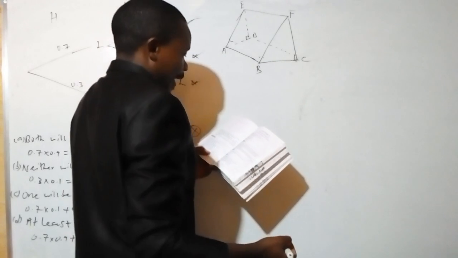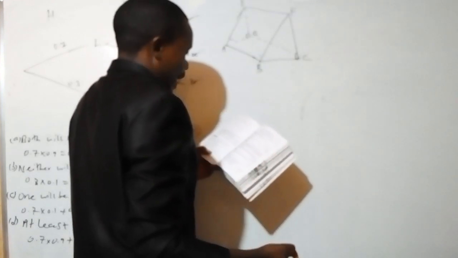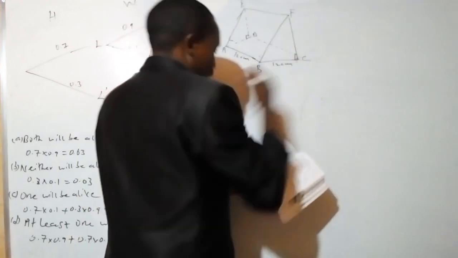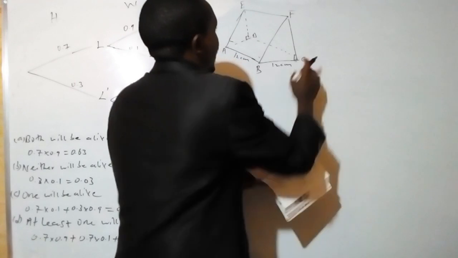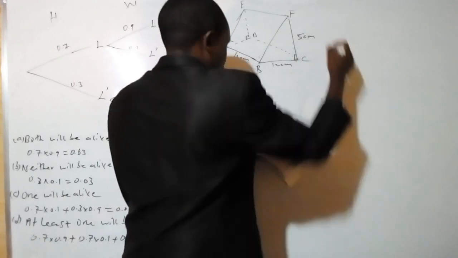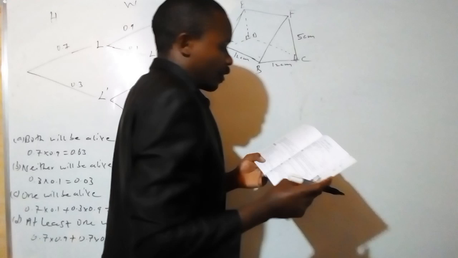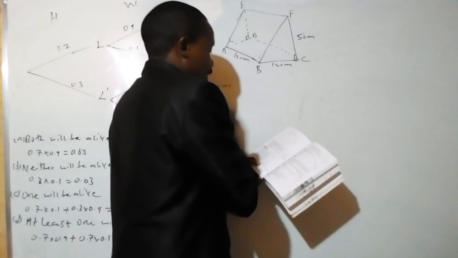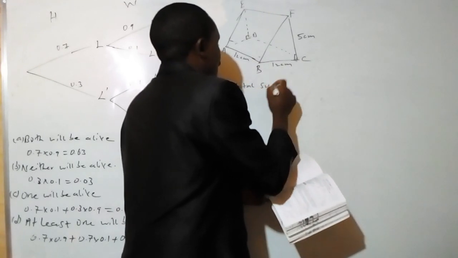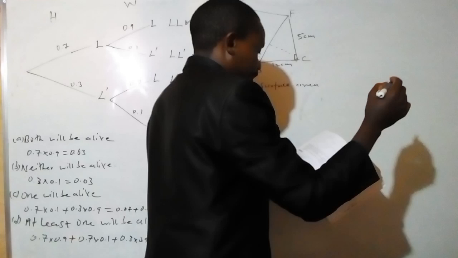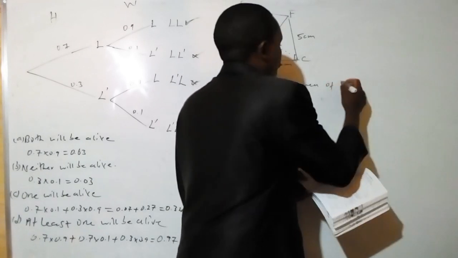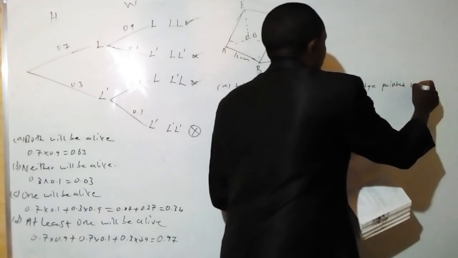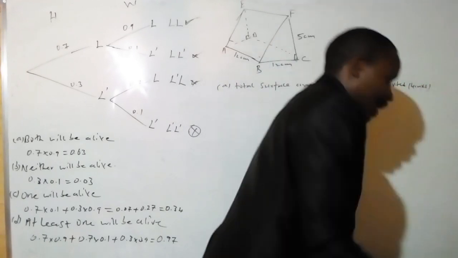AB is 12 centimeters, BC is 12 centimeters, and CF is 5 centimeters. The wedge is painted on all surfaces. Determine A, the total surface area of the wedge painted. 4 marks. This is supposed to be simple.